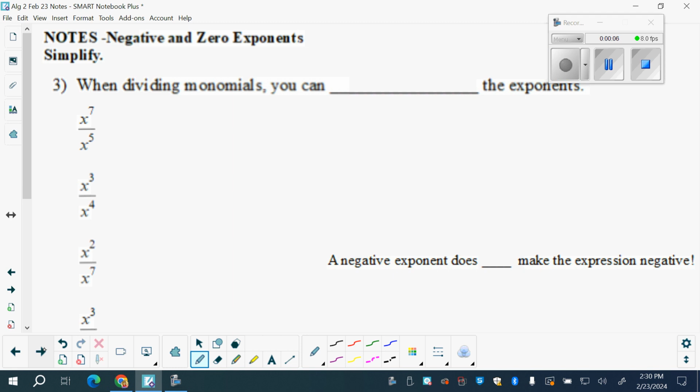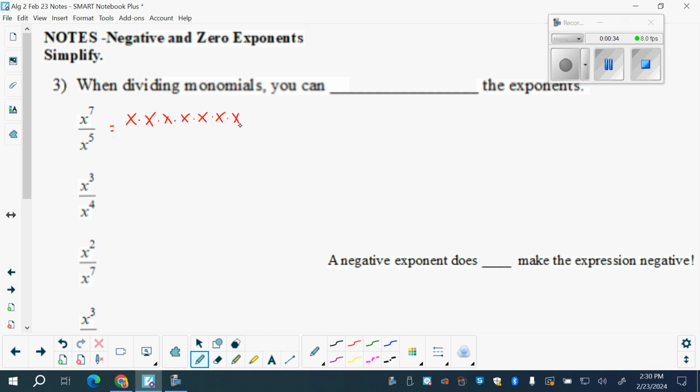Okay, so we're going to do a couple of these first. Can I get a hand for what do I do when I take x to the 7th divided by x to the 5th? Yeah, so I'm going to write it out, and let's see how.